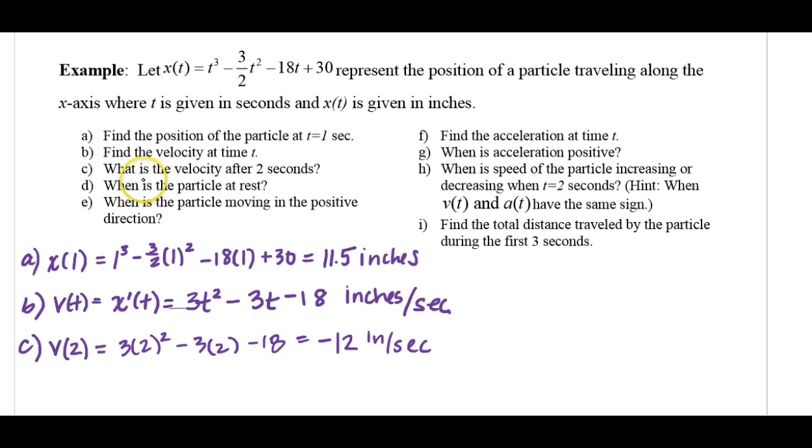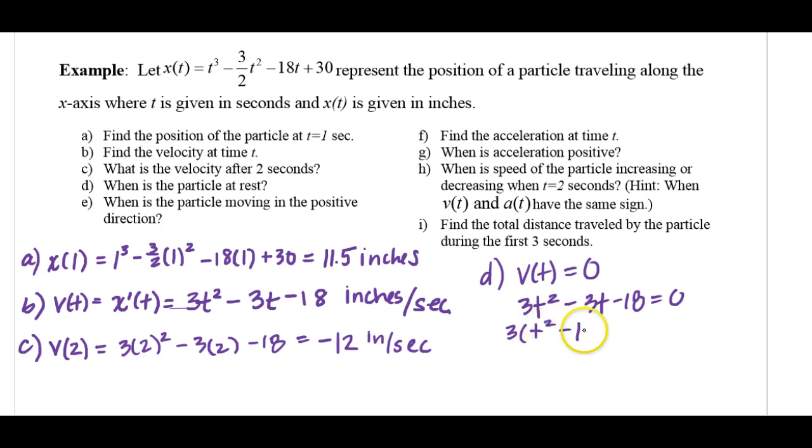So now let's move on to part D. When is the particle at rest? So in general, it's when is the velocity, v of t, equal to 0 when a particle is at rest. So v of t is this function here. So 3t squared minus 3t minus 18 equals 0. So to set this equal to 0, I'm going to have to factor it. So let me go ahead and pull the 3 out that's common in everything. So 3 times t squared minus t minus 18 equals 0. So this part right here will factor to 3 times t minus 3, t plus 2 equal to 0.